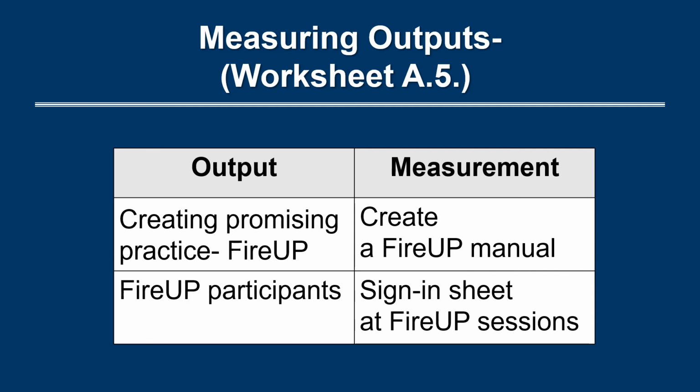The first row describes one example output. Under the output column, we've written creating a promising practice called Fire Up. On the same row under measurement, we've written create a Fire Up manual. That's how we'll know we created our practice. The second row under output says Fire Up participants, and under measurement says sign-in sheet at Fire Up sessions, as this is one way we could measure how many people participate.